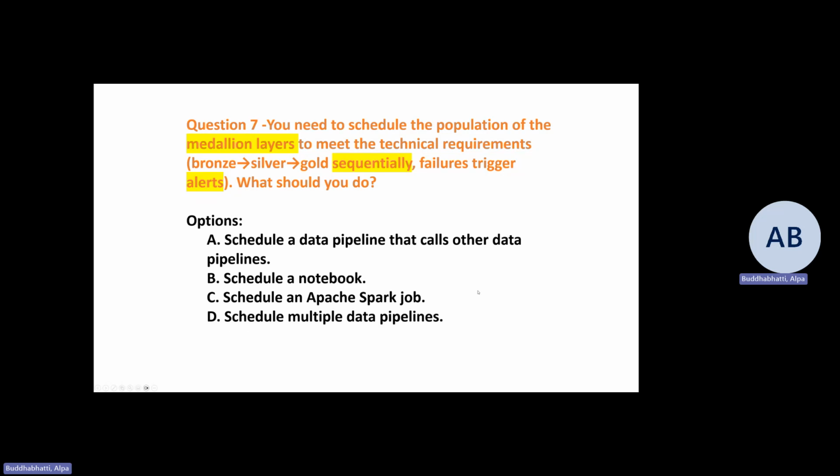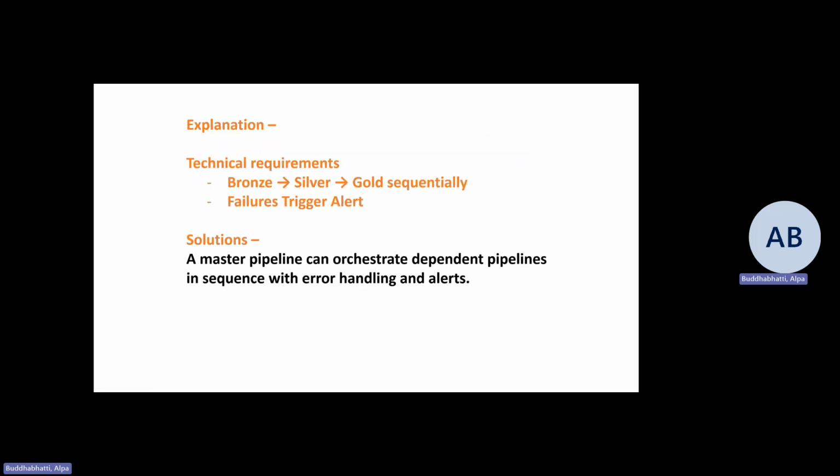So these are the four options, but before we go into the options, let's do a further analysis or explanation. You can see that you have technical requirements where you have three different layers, which is medallion architecture, and you are loading and processing the data sequentially. You first load your data in the bronze layer, then the silver layer, and then the gold layer. And if there is any failure, you need to set up trigger alerts. So it's a very straightforward question.